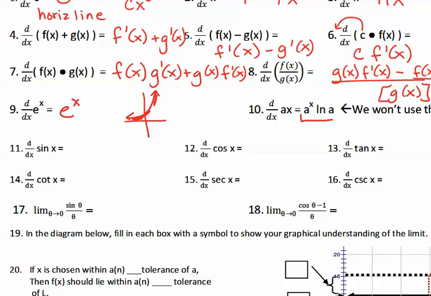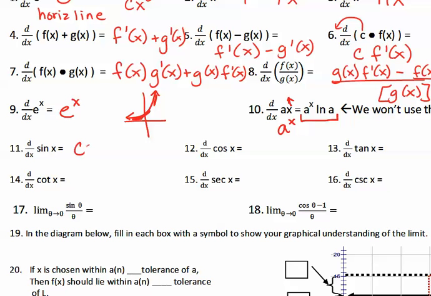Number 10, I wrote the formula here. This should actually be the derivative. This is a little typo here. This should be a to the x power. So the derivative of a to the x, similar to e to the x, but we have to multiply by the natural log of the base. And we'll talk more about that later. That one will not be on your quarter exam.